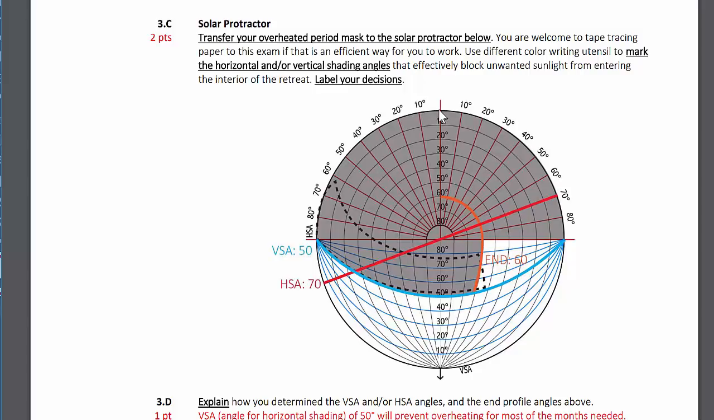And an end profile of 0 degrees means that I would need an infinitely long horizontal shading device in the west direction. So if you don't want an infinitely long one, or you can't afford it, or your site is not infinitely long, you might want to come up with a combined strategy where you have both horizontal shading devices, which are determined by calculating your VSA, and also a vertical fin, which would be calculated through the HSA, which is related to all of these red radiating lines here.